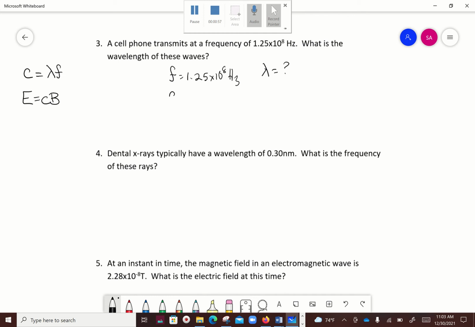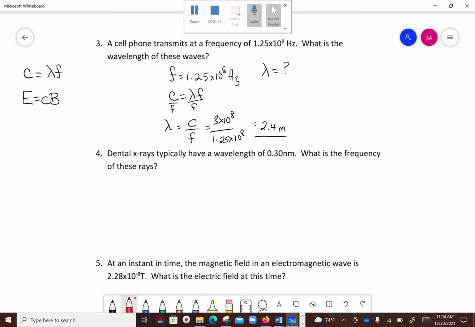Okay, so c equals lambda f. I want to get lambda, so I'm going to divide both sides by f. So lambda is equal to c over f. So that's 3 times 10 to the 8 for c over 1.25 times 10 to the 8. So that's basically 3 over 1.25, or 2.4 meters. Okay, so pretty straightforward. What's the biggest mistake students make when they do this? They rearrange it wrong, and they do lambda equals f over c. Remember, when you do the rearranging, the c is always going to be in the numerator.